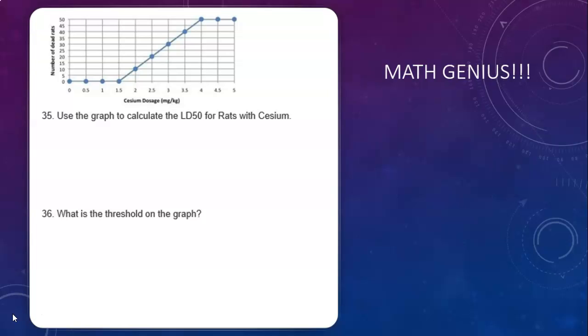All right, math geniuses, we're almost there. So I want to just thank you for your patience. So here, you're just saying use the graph to calculate the LD50 for rats with cesium. And so on the bottom of the graph, you have your cesium dosage. On the y-axis, you have the number of dead rats. And so you have 50 total rats. So half of them dying would be this number, 25.